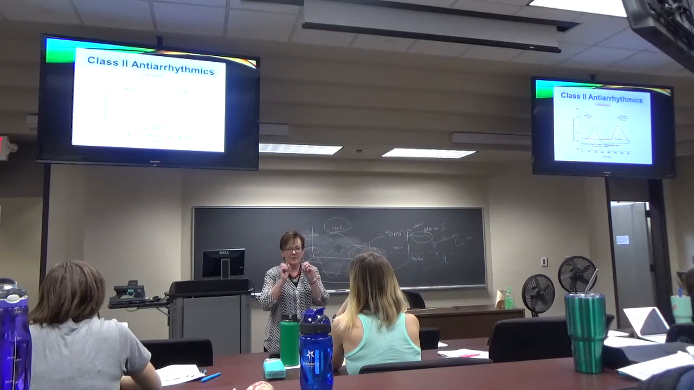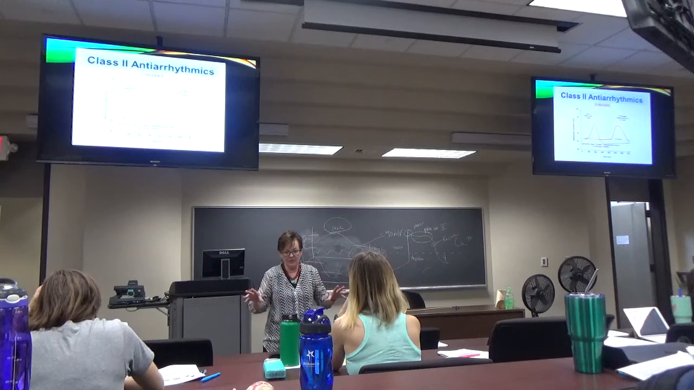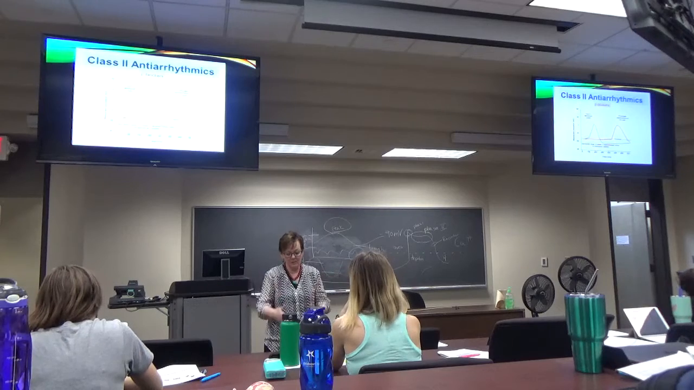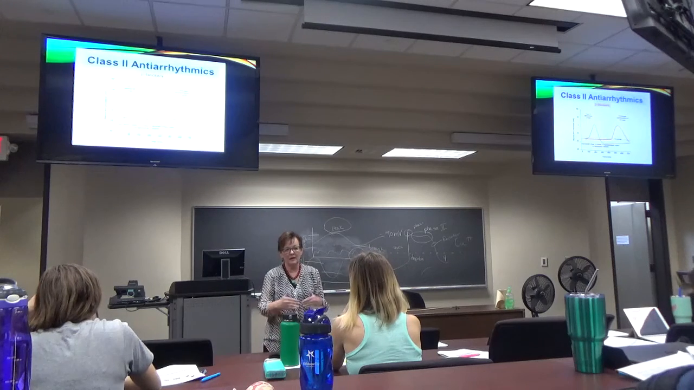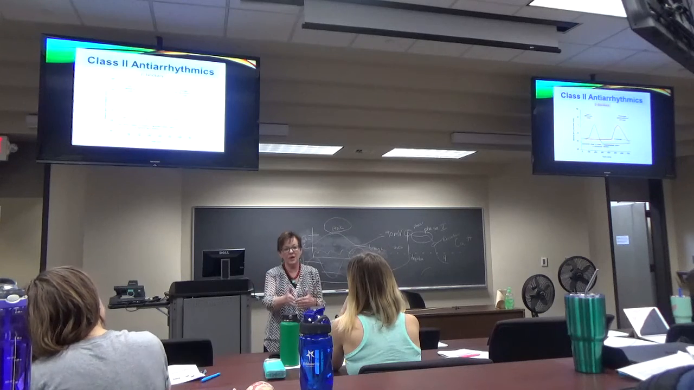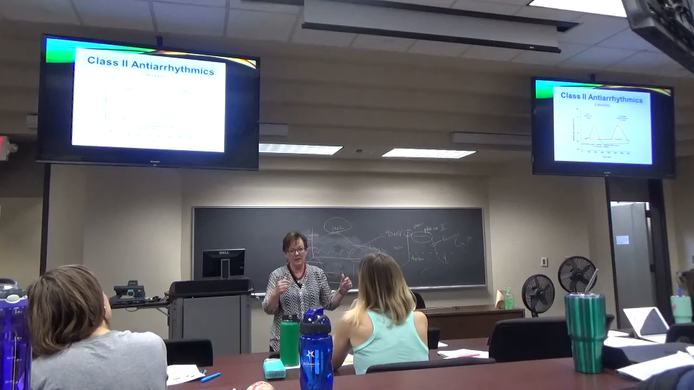Conduction is, once that pacemaker starts an action potential, it just runs through the electrical system. But when it gets to that AV node, the tissue changes, and so the rate at which it goes through changes. Then it hits the bundle of His, then the right and left bundle branches, then the Purkinje fibers.